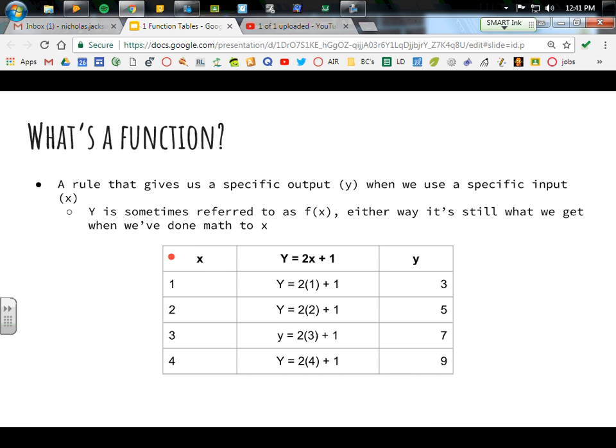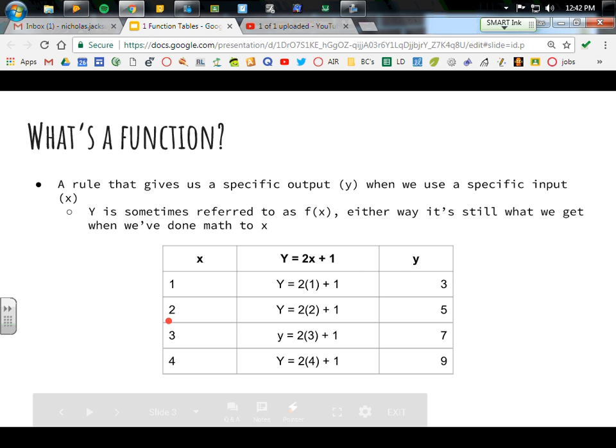All right, so this is a good example of a function table. We have our x, which is our input. We have our function, which in this case is y equals 2x plus 1, and we have our output, which is y. What we do is we take our input and replace the x in the function with whatever number it is. We complete the math and we get our output. So if our input is 1, our function becomes y equals 2 times 1 plus 1. And in that case, the answer would be 3.